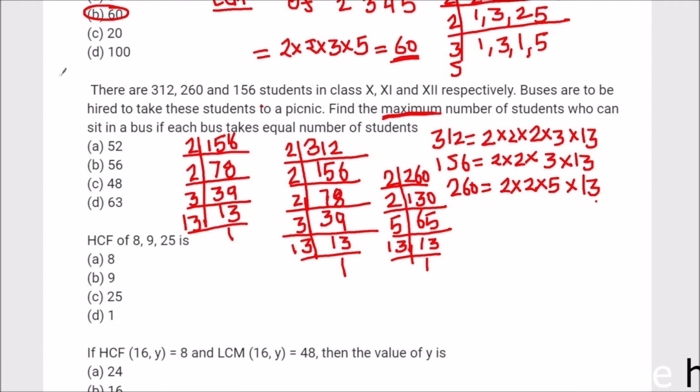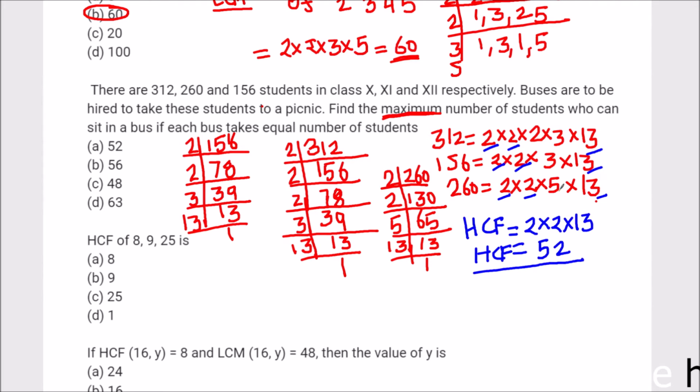Now to find the HCF of the three numbers, we are going to find the common factors in between the three numbers. So 2 is common to all the three numbers. This 2 is also common to all the three numbers. Then 13 is common to all the three numbers. So the HCF will be 2 times 2 times 13, which equals 2 times 2 is 4, 4 times 13 is 52. So the maximum number of students which can travel in all the buses is 52. Hence, option A is the correct answer.